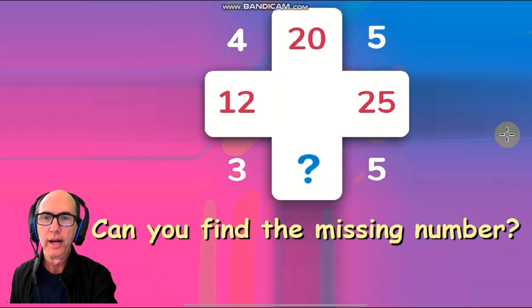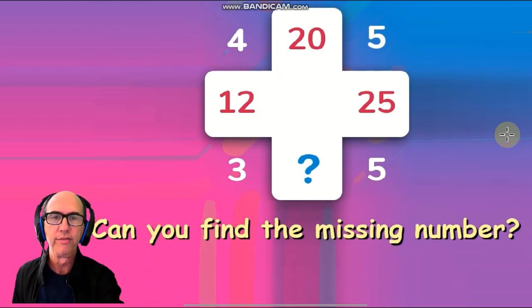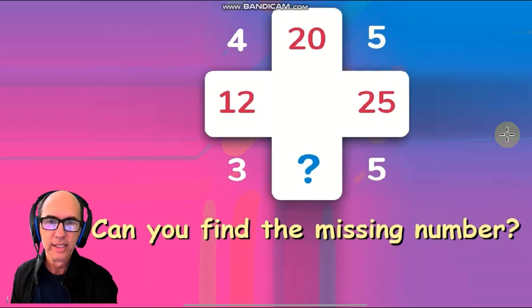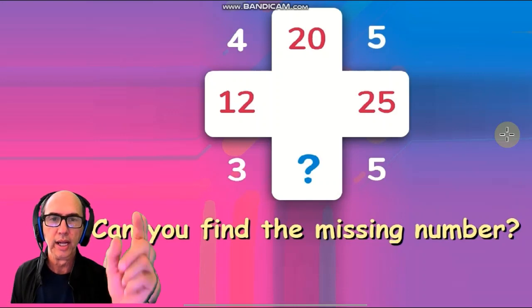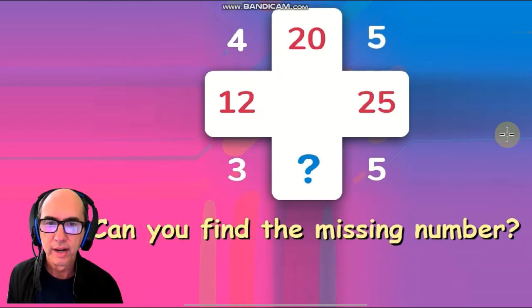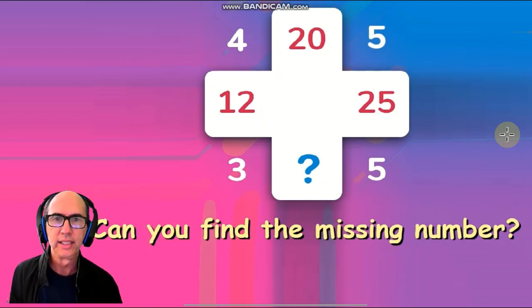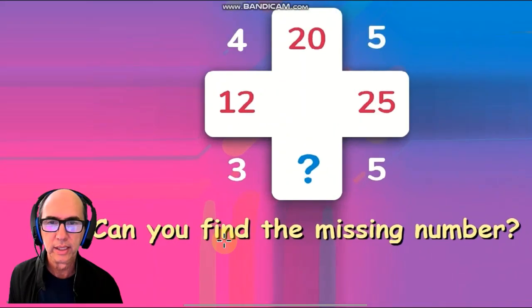Between 12, you have 3 and 4. Between 20, you have 4 and 5. Between 25, 5 and 5. And the missing number is between the numbers 3 and 5. Can you find the missing number? It's actually a simple, easy puzzle. And at the end of the section, we will find the answer.